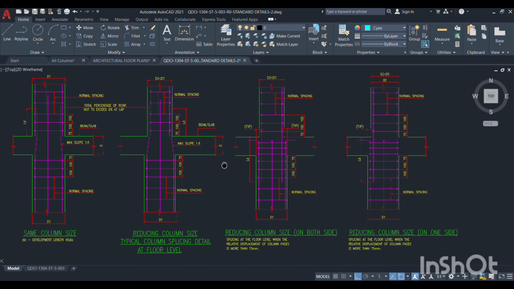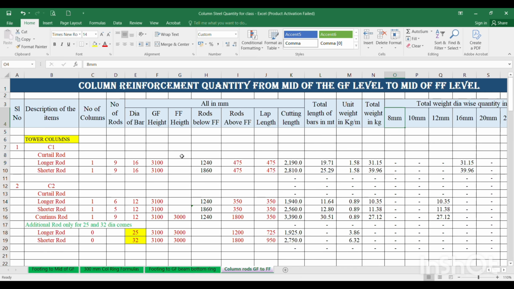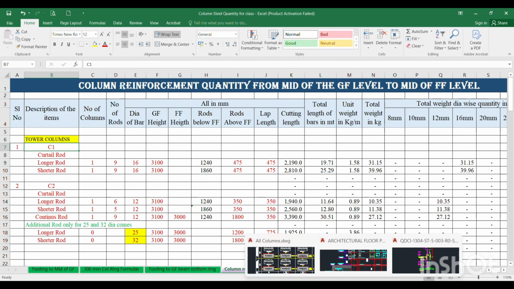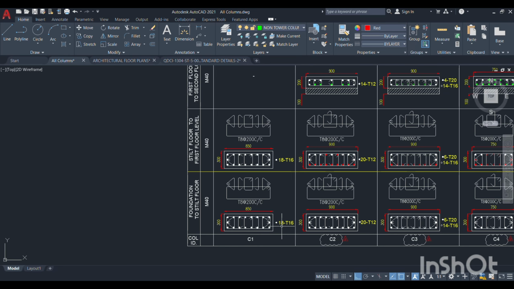So this is the standard detail we need to learn before doing this BBS for the ground floor to first floor level. Now I am taking this column C1 for the explanation. What does the C1 column detail have? You see here, this is the C1 column detail. Rod 18 number of 16 came from the basement to ground floor, and from the ground floor to first floor the same 18 number of 16 is there, and there is no column rising from the first floor onwards, because this column is terminating at the first floor level.